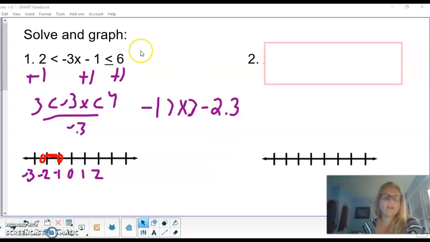Okay, let's see how you did on the last problem. Your answer should have been -1 is greater than x, which is greater than -2.3. So I hope everybody did that correctly. And then the graph is 2 open circles.